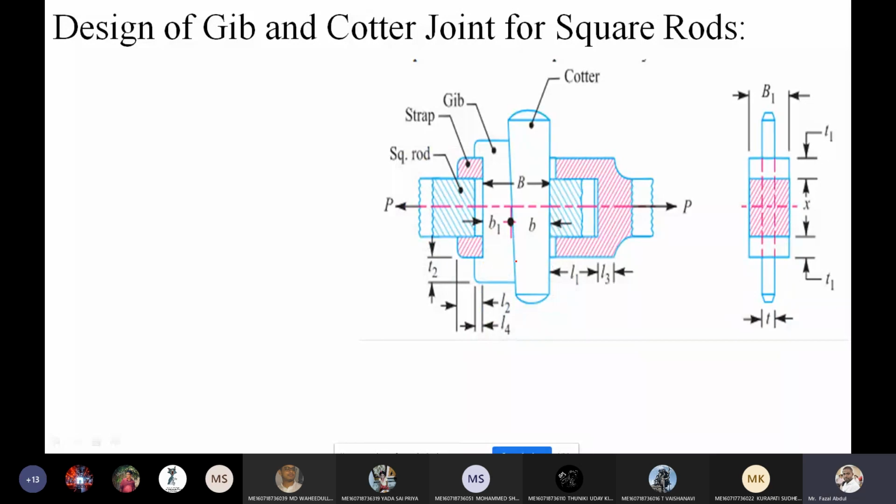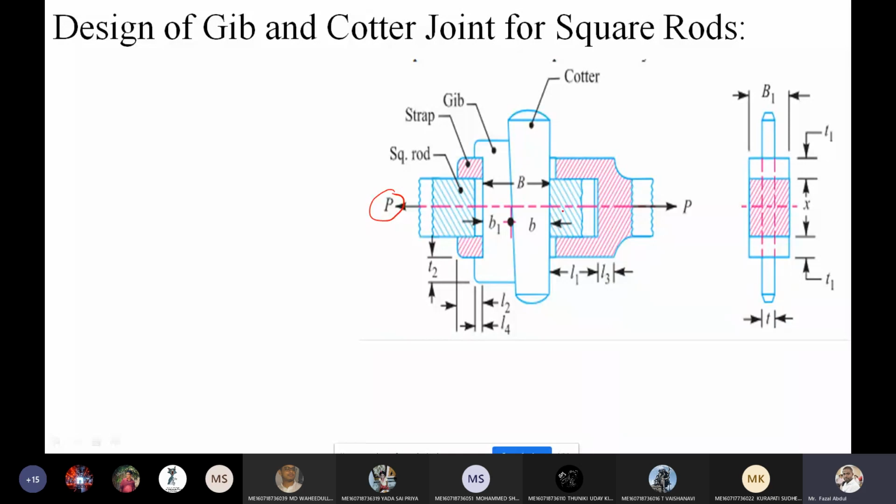So here in this design of gib and quarter joint for square rod, we are going to calculate the dimensions. While calculating the dimensions, we are going to consider the failure modes of the entire system. Before starting, the terminology: this is the P, applied load in newtons, and this is a quarter. This one, with a C channel shape appearing, is a gib, and this is known as a strap.